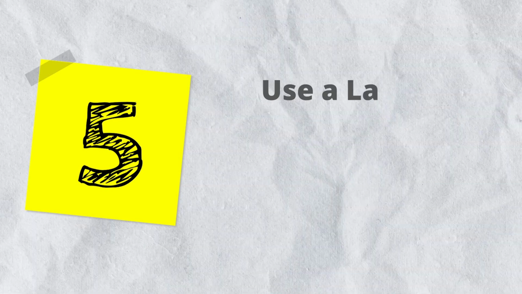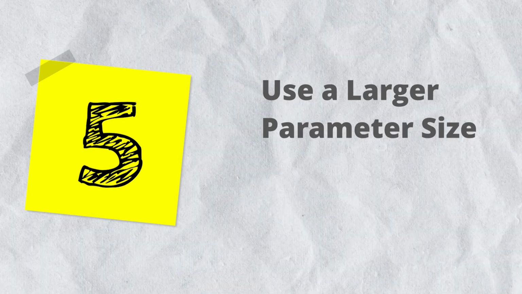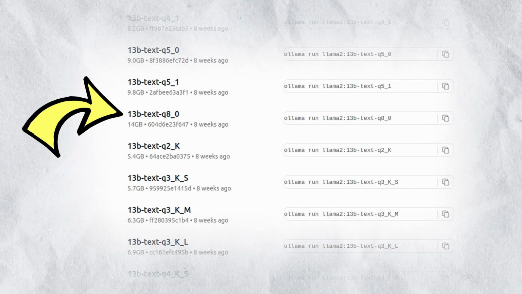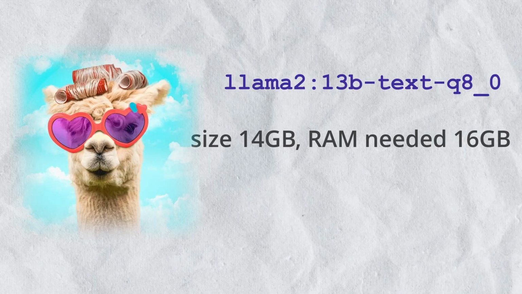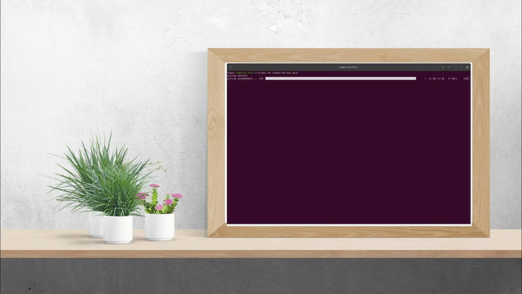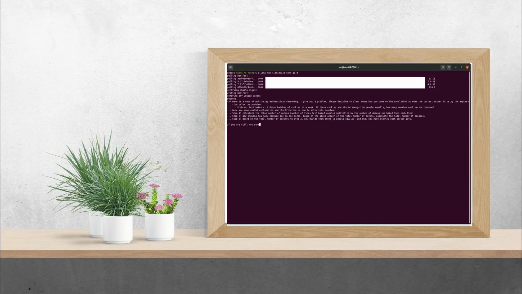At this point, the fifth and the final way that we can use to improve the model's response is to use a larger parameter size model that is believed to improve nuanced recognition of the context. I'm going to first try the 13 billion parameter model, which requires 16 GB of RAM. I also give it additional instructions like the previous model. Let's see how it goes.